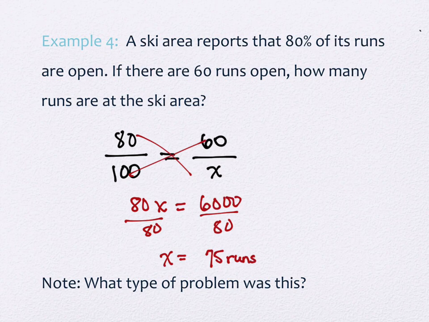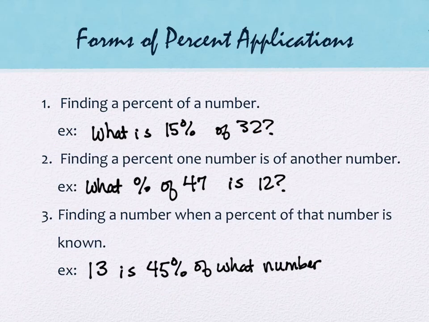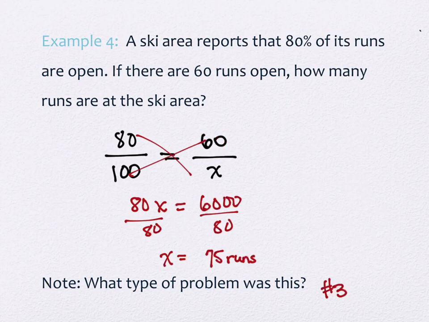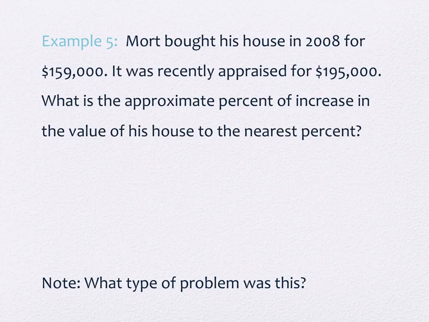Okay, looking back at the options, what type of problem was this? It is the third one. Very good. We're finding a number when the percent of the number is known. The 80% was what we knew of that number. We found the number, 75. All right, next one.